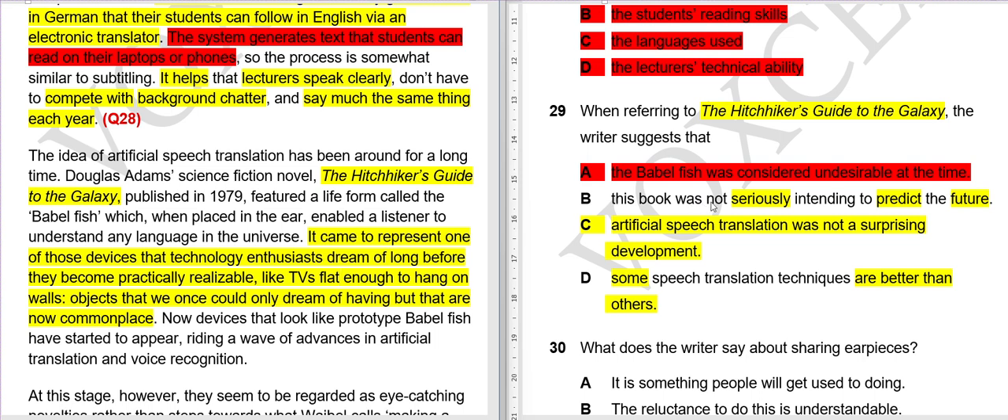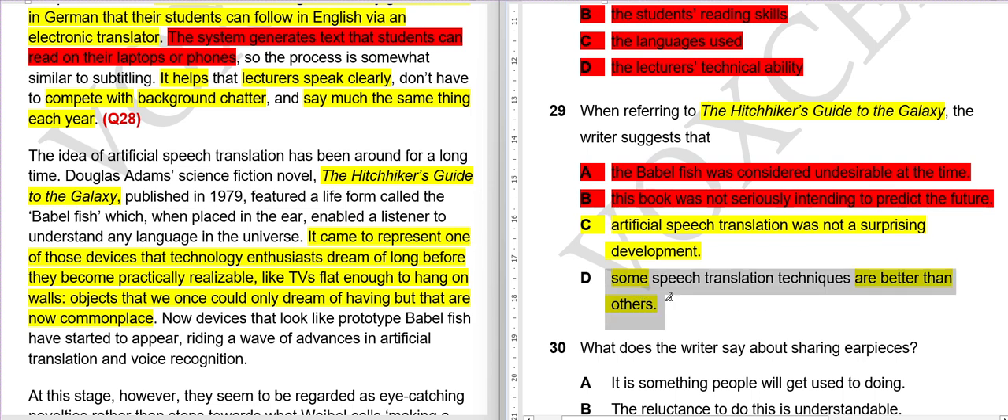B, this book was not seriously intending to predict the future. So here they were predicting the future, that in the future things like Babel fish may be there. So obviously this cannot be our answer. D, some speech translation devices are better than others, so we have no comparisons given to us. So this cannot be our answer. So what are we left with? We are left with option number C.